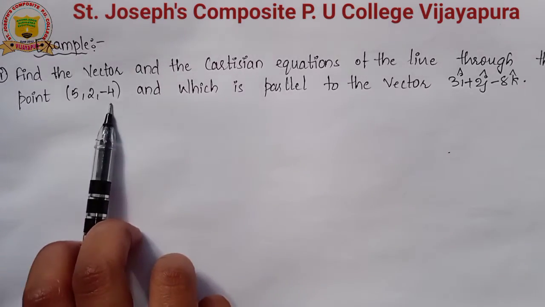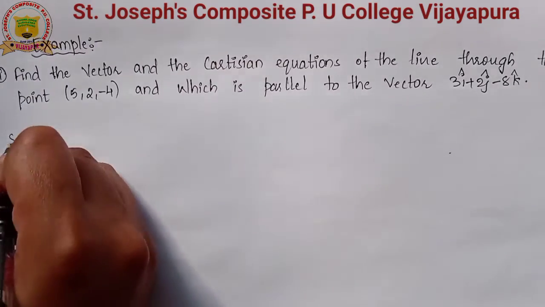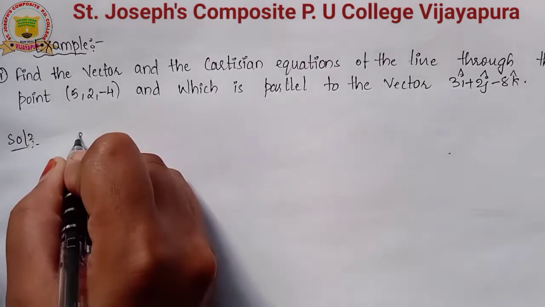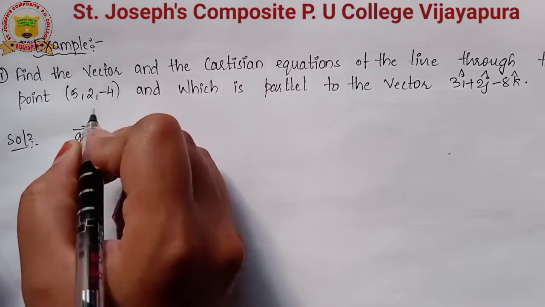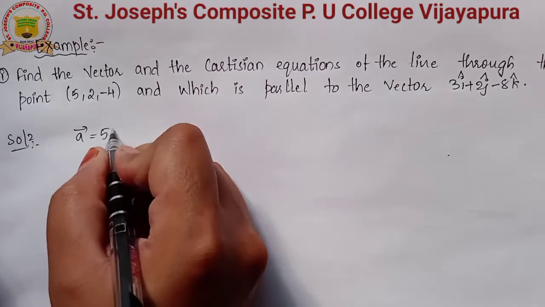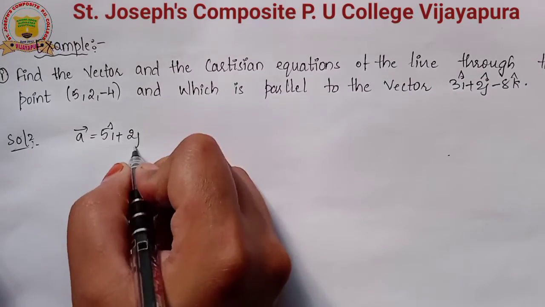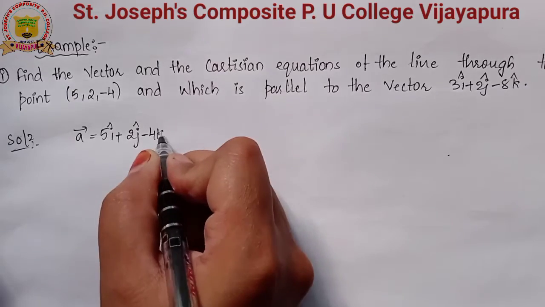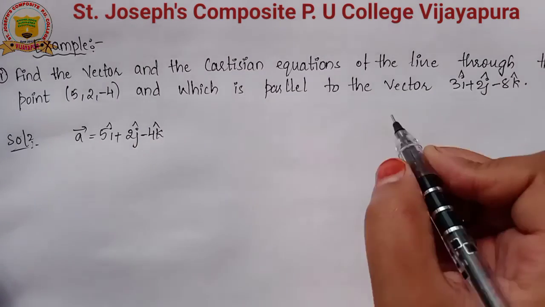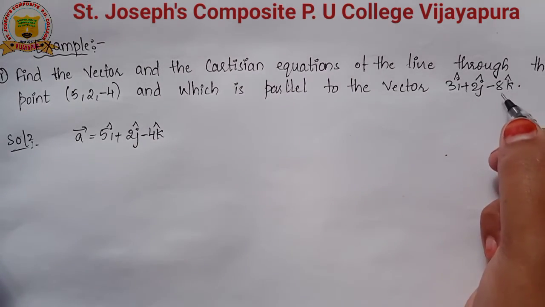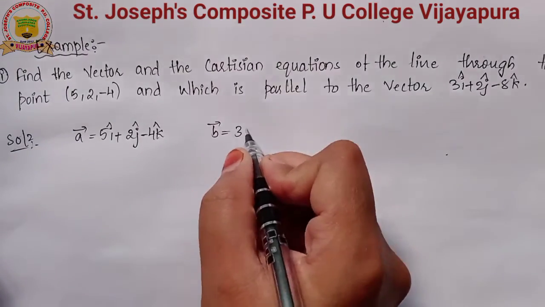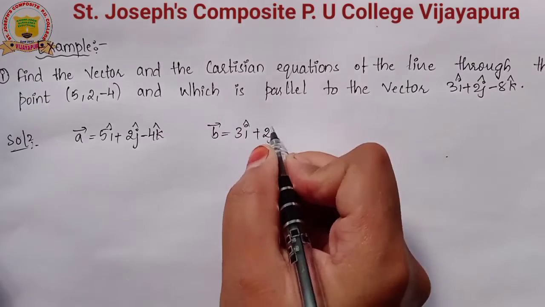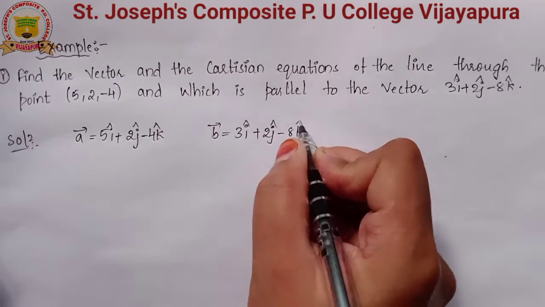Here we have the point vector. See the solution. Point vector A is given in Cartesian form. Write in vector form. Position vector of A is equal to 5i + 2j - 4k. And parallel to the vector 3i + 2j - 8k, that is, B vector is equal to 3i + 2j - 8k.